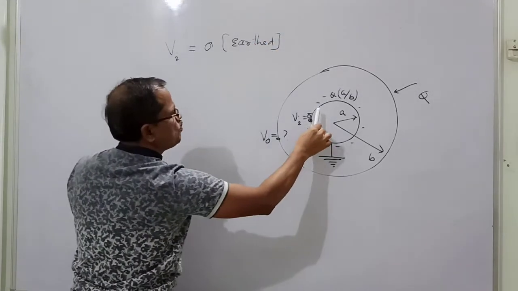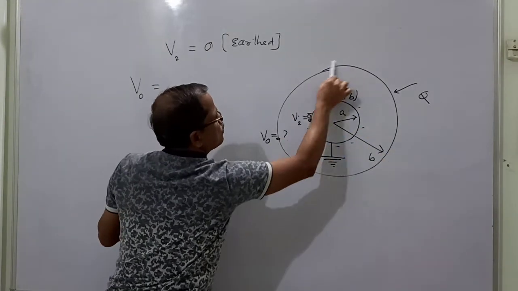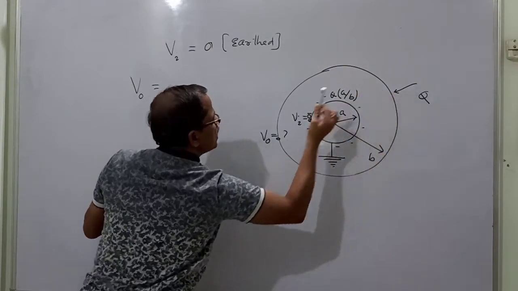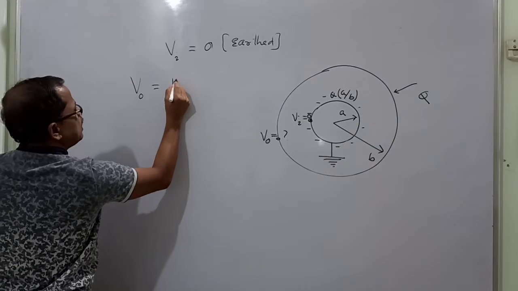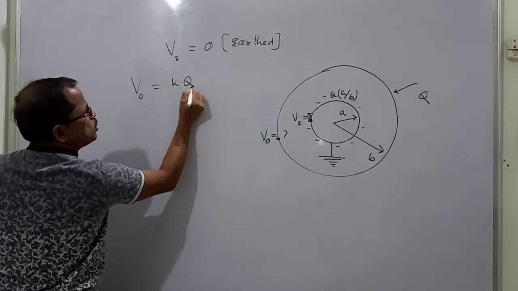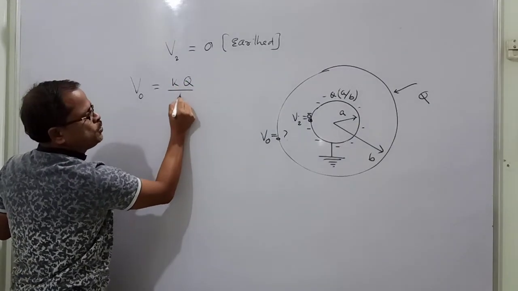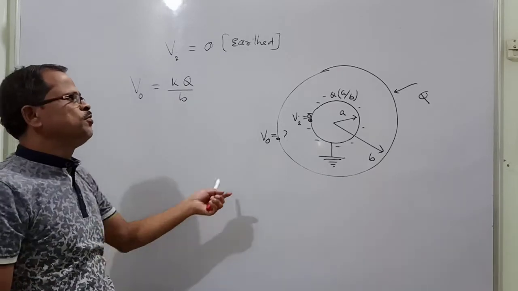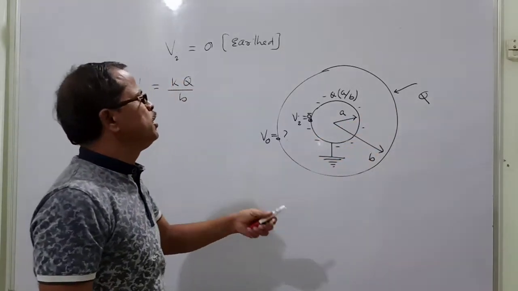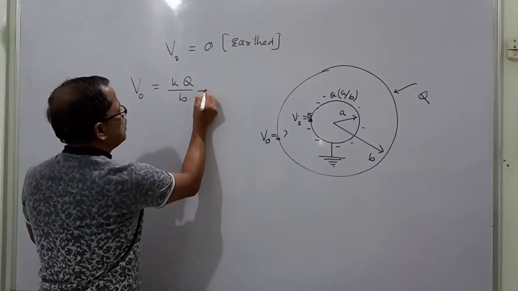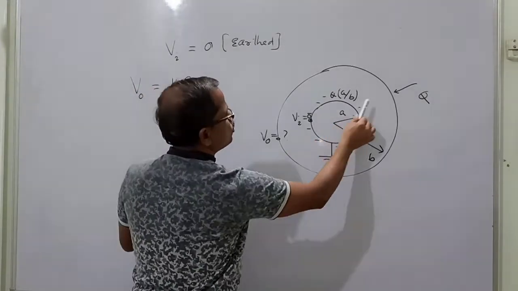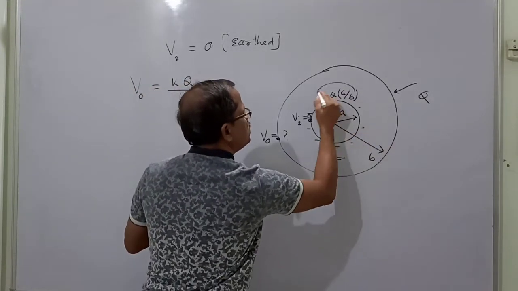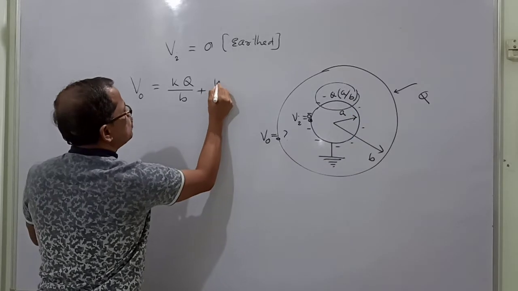The potential of the outer sphere is equal to the potential due to its own charge, that is equal to K, the charge of the outer sphere Q, and the radius of the outer sphere B. This is the potential of the outer sphere due to its own charge. Again, the potential of the outer sphere due to the other charge will be equal to K.